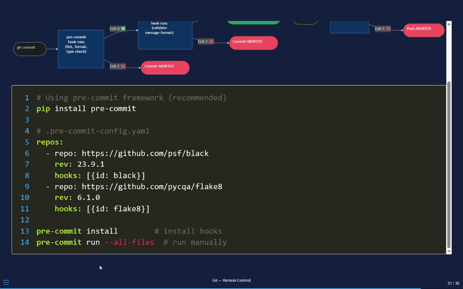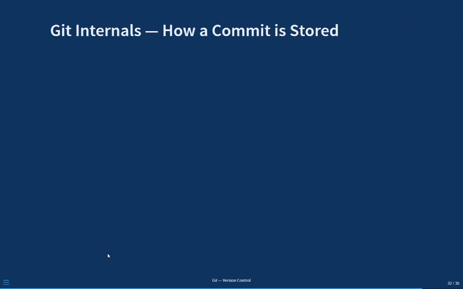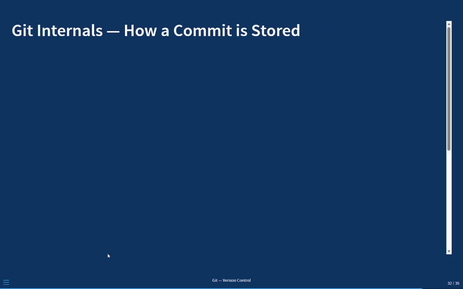The beauty of this is that the configuration file is committed to the repository, so every developer on the team gets the same hooks automatically. Let's tie everything together by looking at exactly what happens inside Git when you run git commit -m "init" on a project with 2 files.